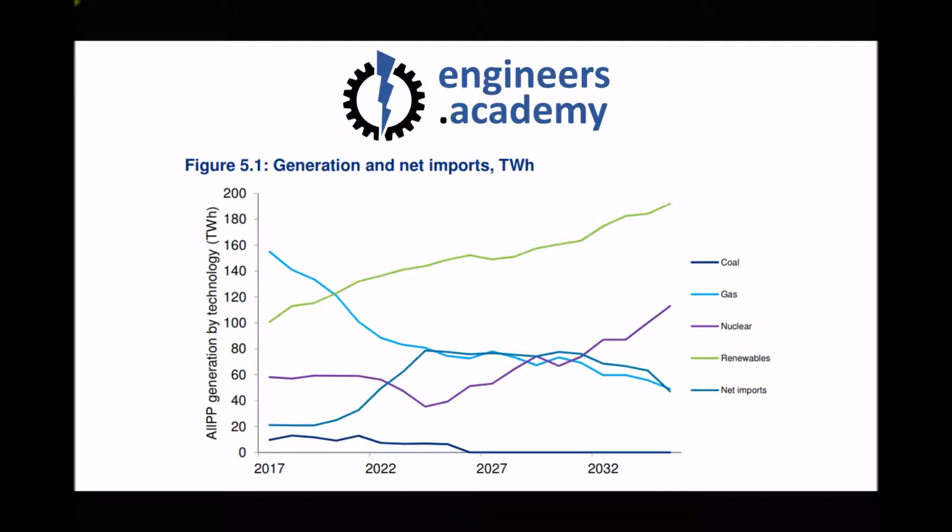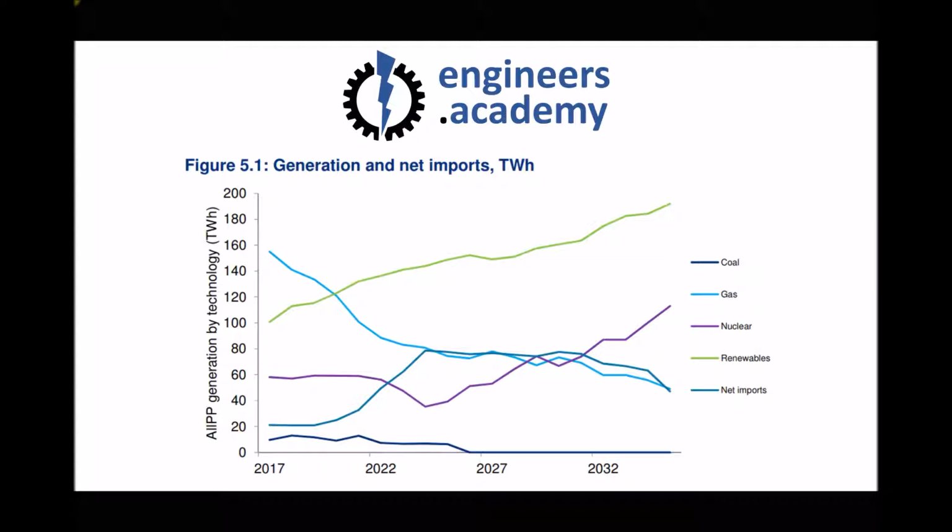However, some of the trends that we've already mentioned can be seen here. We see a relatively steady increase in the use of renewables between 2017 and 2033, going up from around 100 to around 190 terawatt hours. So that's quite a significant anticipated increase.